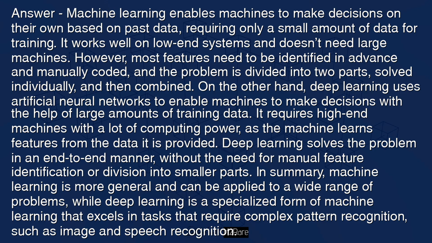smaller parts. In summary, machine learning is more general and can be applied to a wide range of problems, while deep learning is a specialized form of machine learning that excels in tasks that require complex pattern recognition, such as image and speech recognition.